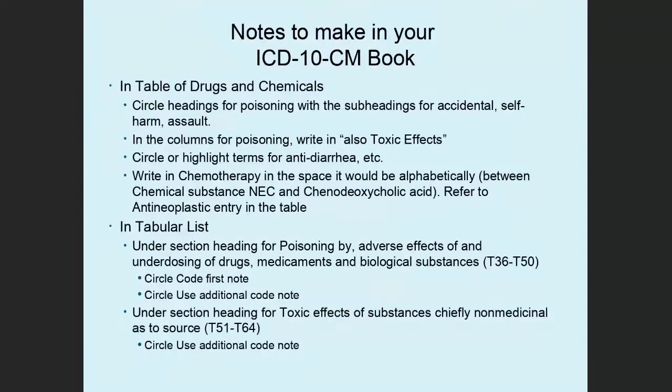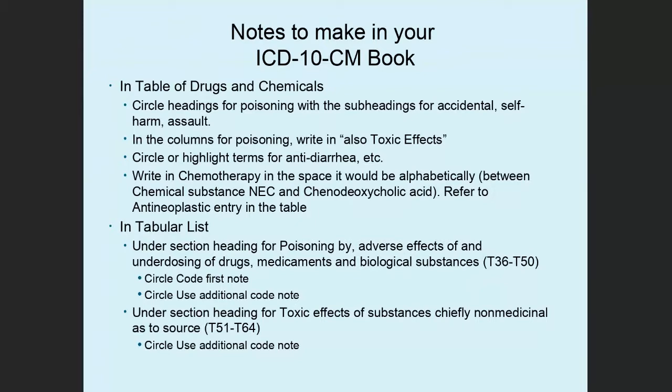There is no way you can remember all the guidelines in the ICD-10-CM book. Here are some suggestions of things you might want to write in your book to help jog your memory. So in the table of drugs, circle the headings for poisoning and then note the subheadings for accidental, self-harm, assault. In the columns for poisoning, write in also toxic effects to remind you that poisoning and toxic effects are coded from the same column. You might also look for those terms, the anti-diarrhea, anticonvulsant, etc., and circle those so that you remember that they're there.